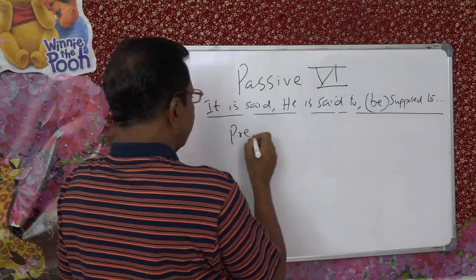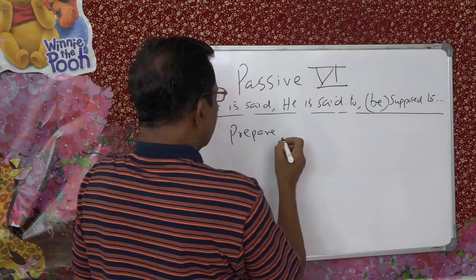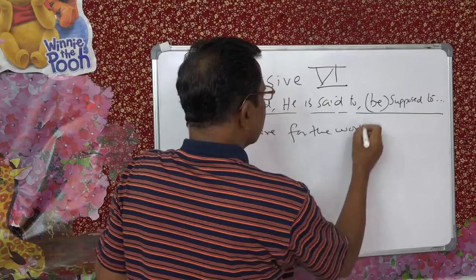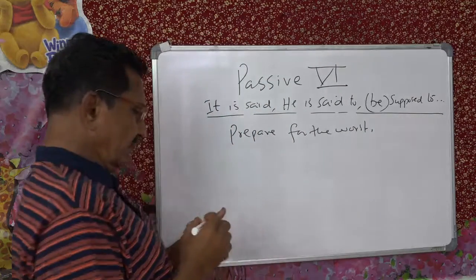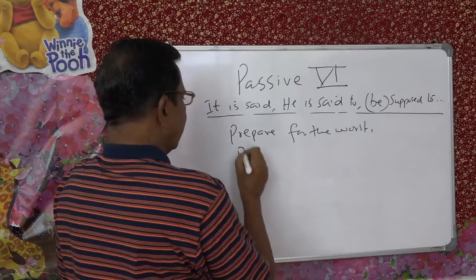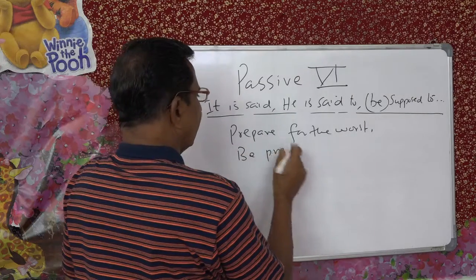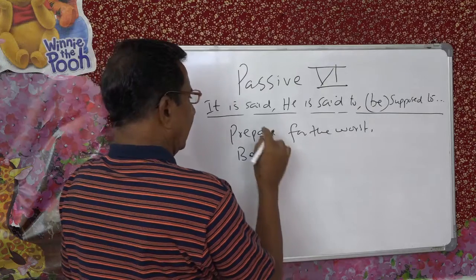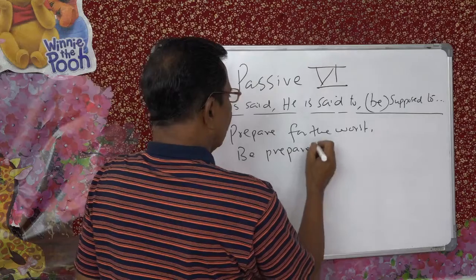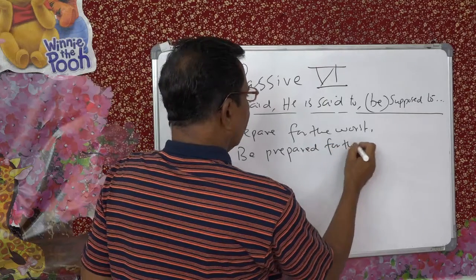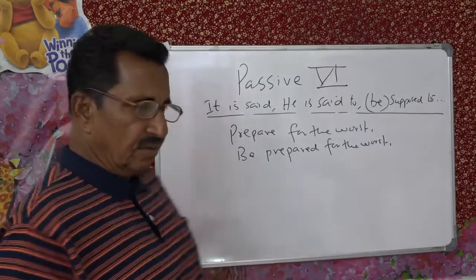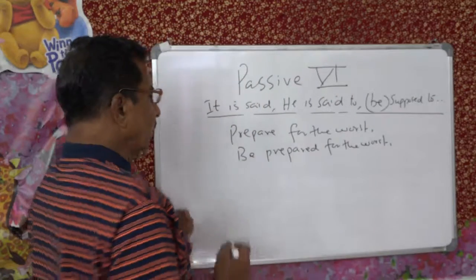Prepare yourself. Prepare for the worst. You have a sentence like this. What is the passive? Be prepared for the worst. Be prepared: the past participle of this word is the main verb here. Prepared. Be prepared for the worst. Understand?